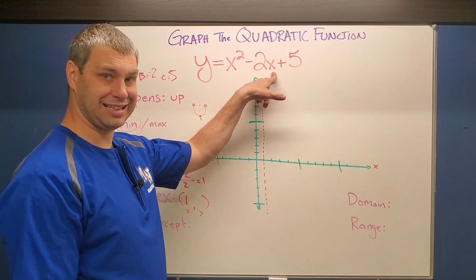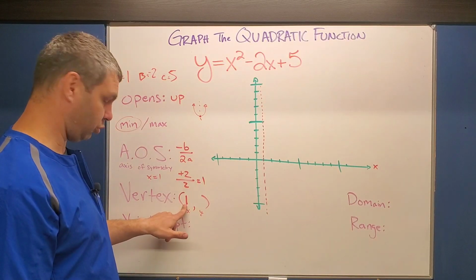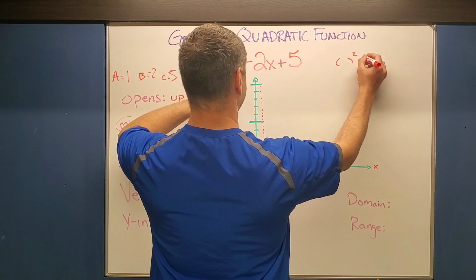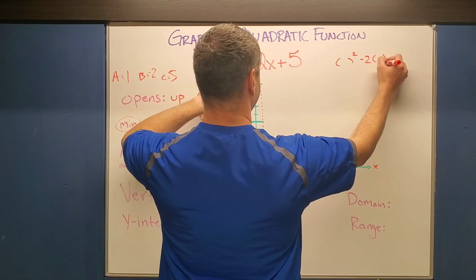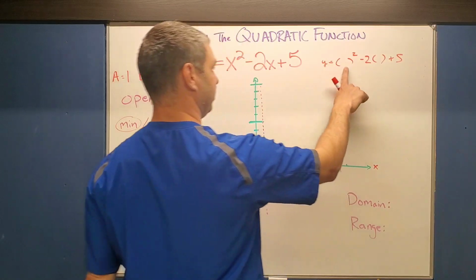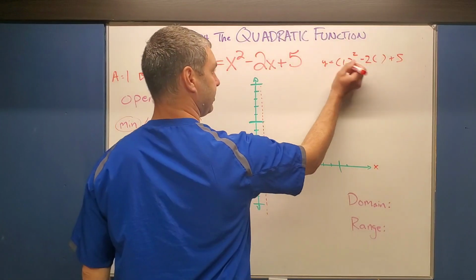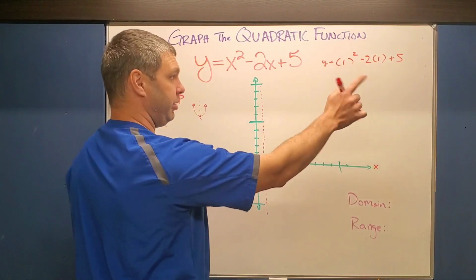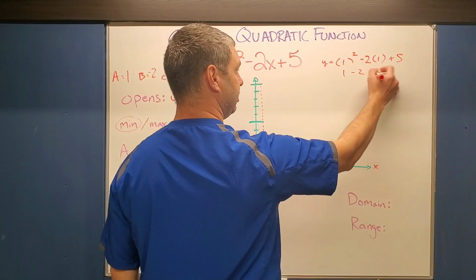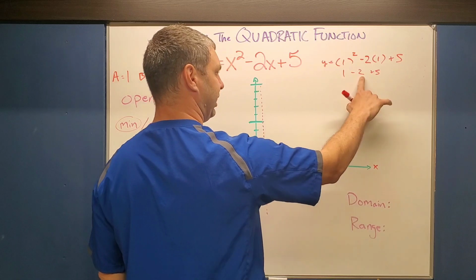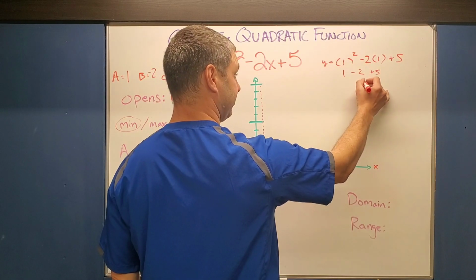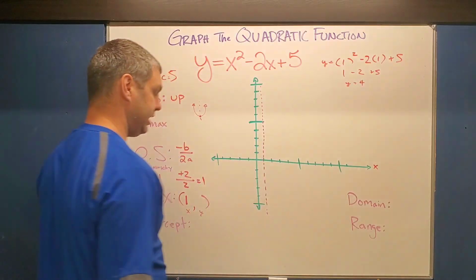Now to plug that into the original function here. Every time I see an x, I'm going to replace it with 1. All right, so let's do this. I like to leave parentheses every time I see an x, and in those parentheses I'm going to put 1. So now I'm just going to do the math here. 1 squared is 1. -2 times 1 is -2 plus 5. So 1 minus 2 is -1. -1 plus 5 is +4. And so y is going to equal 4.